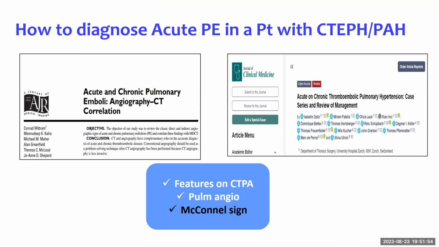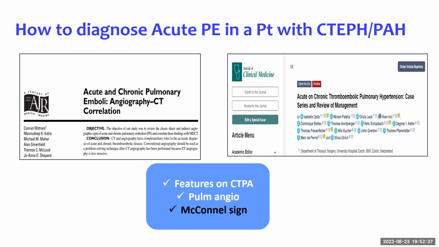Now, patients sometimes come who have pulmonary arterial hypertension or who have chronic thromboembolic pulmonary hypertension. That is, they are patients who had previous pulmonary embolism and have developed chronic pulmonary hypertension due to this thromboembolism. So how do you diagnose acute pulmonary embolism in these patients? First of all, the McConnell sign is specific for acute deterioration, that is, an acute rise in pulmonary pressures. Second, features on CTPA can help to distinguish whether there are fresh emboli or old emboli. And if still in doubt, you can go in for pulmonary angiography.